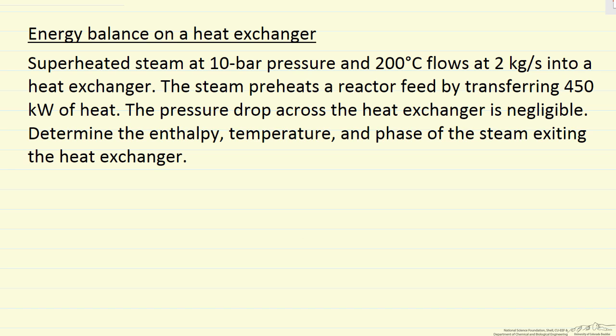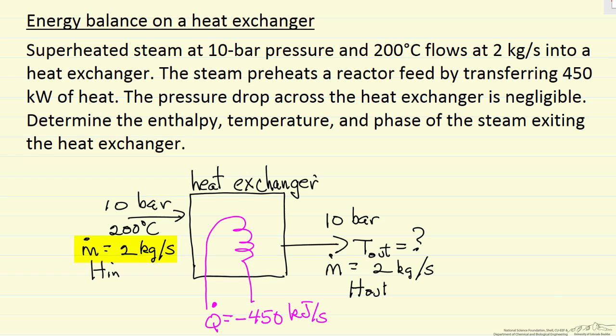So the first thing we want to do is draw a diagram so we can input the information we already know about the system. Here we're showing the mass flow rate in, m dot. That's a constant, so the same mass is leaving. We don't know the outlet temperature, and the heat removed is negative. I'm taking the steam as my system, so I'm removing 450 kilojoules per second, which corresponds to 450 kilowatts.